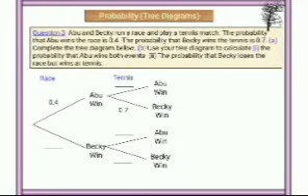Now let's look at the last question here. Abu and Becky run a race and play a tennis match. The probability that Abu wins the race is 0.4. The probability that Becky wins the tennis is 0.7. Now, part A: complete the tree diagram below. So we are given a tree diagram here. Then use your tree diagram to calculate the probability of both events.